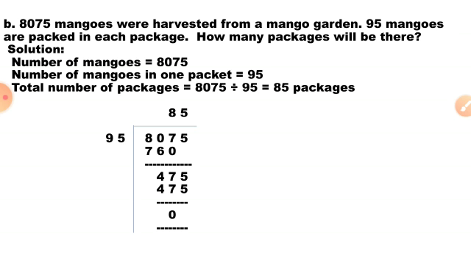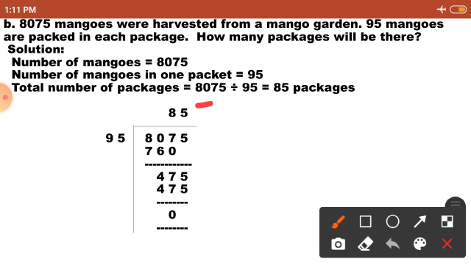So first write the solution. Number of mangoes equal to 8,075. Number of mangoes in one packet equal to 95. So we have to find out the total number of packages. But here it denotes what? Division. So 8,075 divided by 95. Let's divide this. Here the dividend is 8,075 and the divisor is 95.